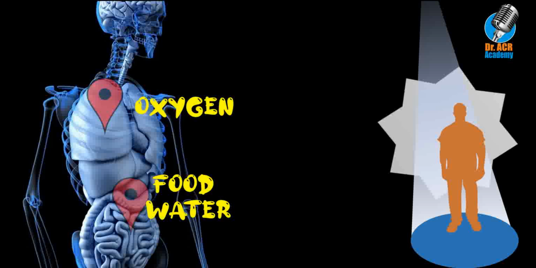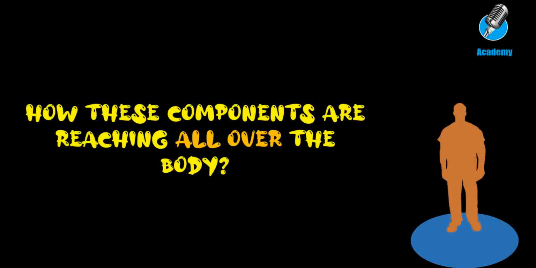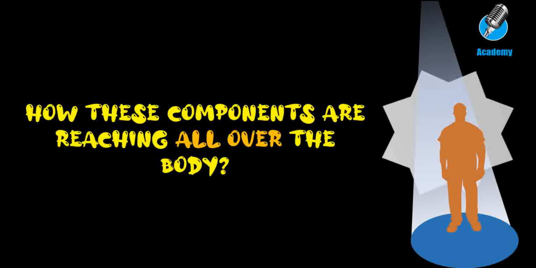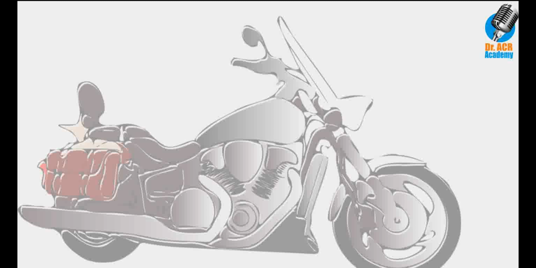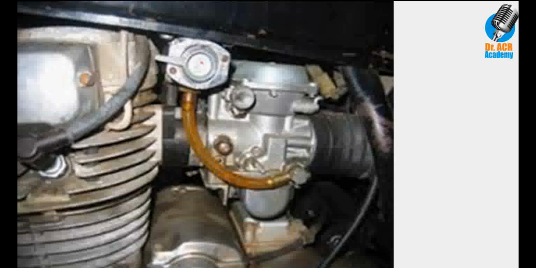Now the immediate question is how these components reach all over the body from the place where they exist. As per our daily observation, there is no benefit in filling the petrol tank of a motorbike unless there is a pipeline to carry petrol from the tank to the engine. Then only the bike can move.